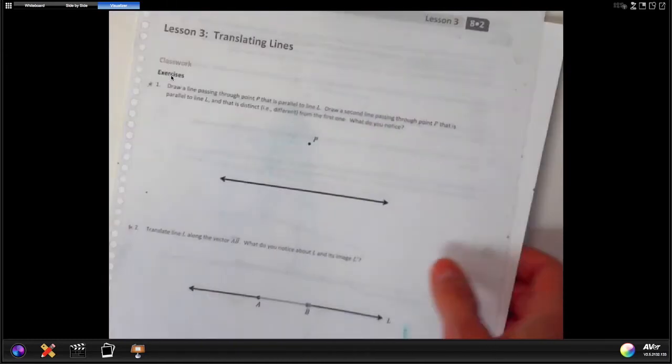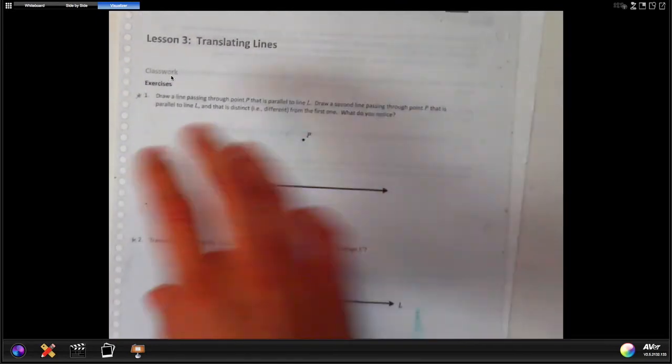The only thing we're going to add to our plate today is talking about what we do when we translate whole entire lines themselves, okay? So when I am going to translate a line, it's a little bit different, and two kind of strange things will happen. So it says, draw a line passing through point P that is parallel to line L.